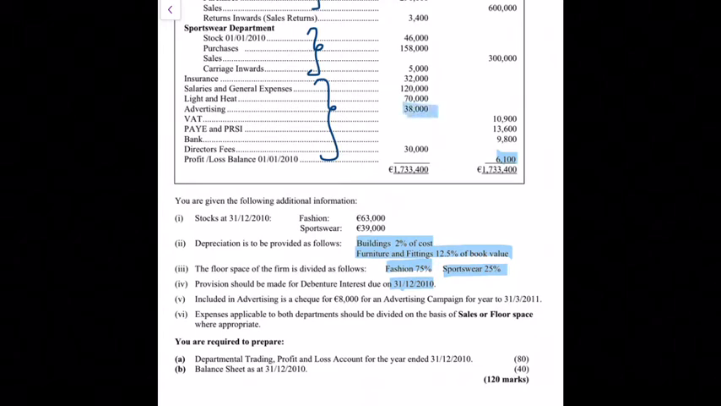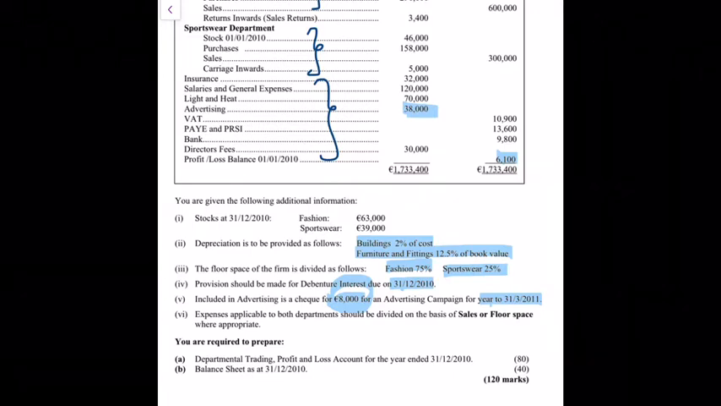See this 38,000 up here? 8,000 is for a campaign for the year ended 31st of the 3rd, 2011. So that €8,000 worth of advertisement brings advertising to the end of March 2011, so we need to do an adjustment there. And expenses applicable to both departments should be divided on the basis of floor space or sales where appropriate. So do your few little workings first, then split out everything, and then go into your trading profit and loss account, and then finally your balance sheet.